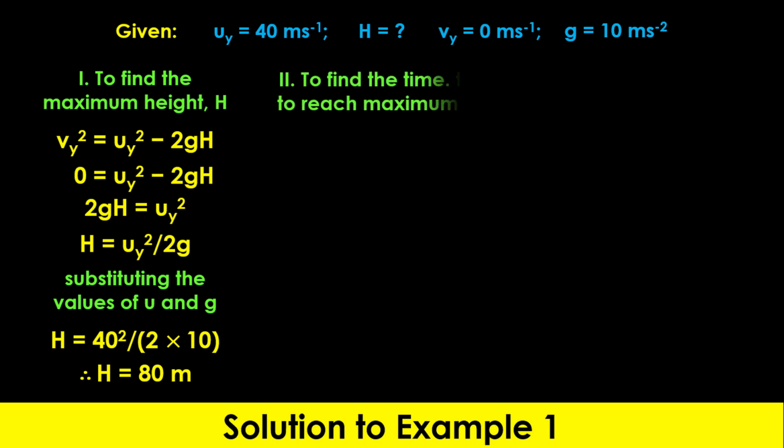To calculate the time taken to reach the maximum height, we can either use the equation that connects u, g, h and t, since we know the values of all the parameters except t, or we can use the equation that connects v, u, g and t for the upward motion. For convenience, let's apply the latter, which is Vy equals uy minus gt. Substituting the values of the parameters and solving for t, we'll obtain 4 seconds as the time taken by the tennis ball to reach the maximum height as shown.